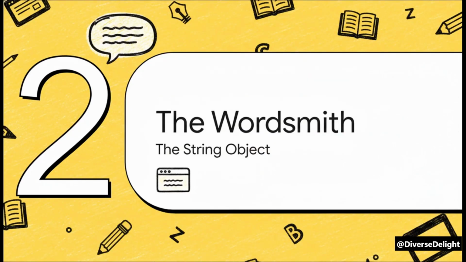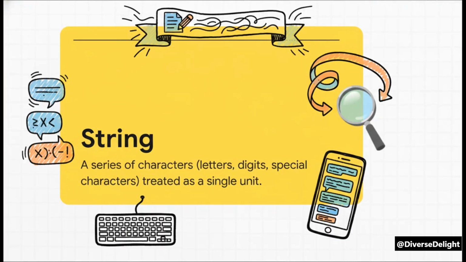All right, let's put that tool back and grab the next one. Because websites aren't just about numbers. They are full of text. And for that, we've got the wordsmith of our toolbox, the string object. Now, when a programmer talks about a string, they're really just talking about text. Simple as that. A username, a sentence, a whole paragraph. If it's a sequence of characters, we call it a string. And the string object is designed specifically to chop up and change that text in all sorts of useful ways.